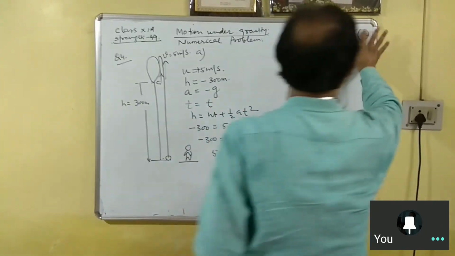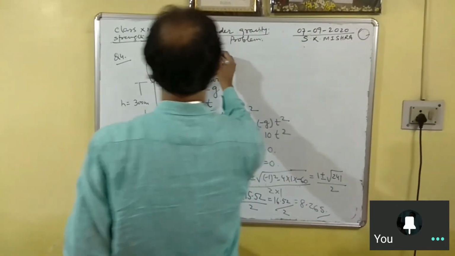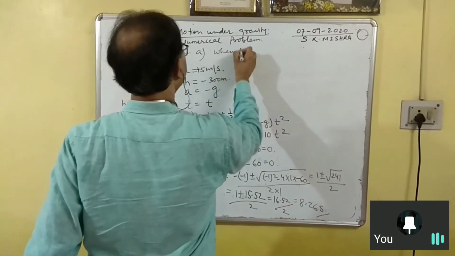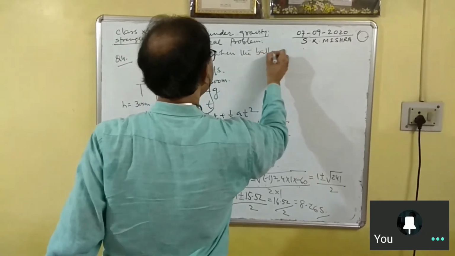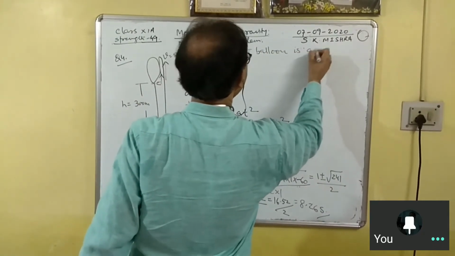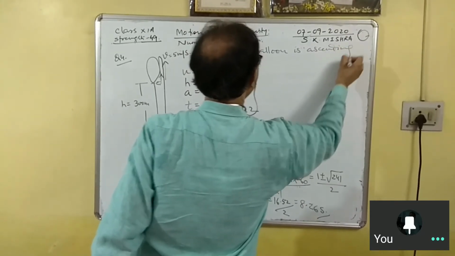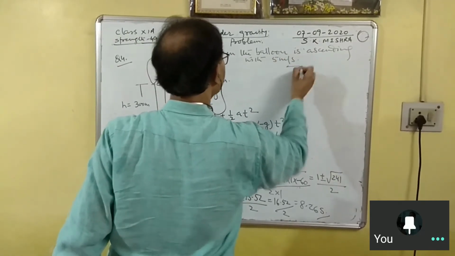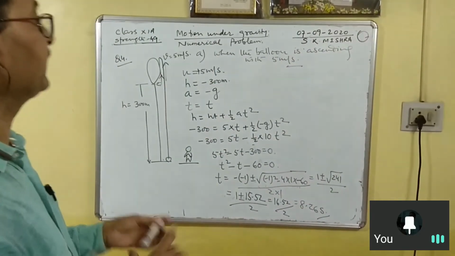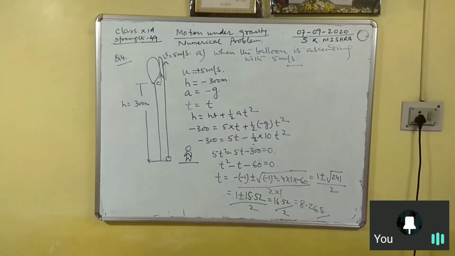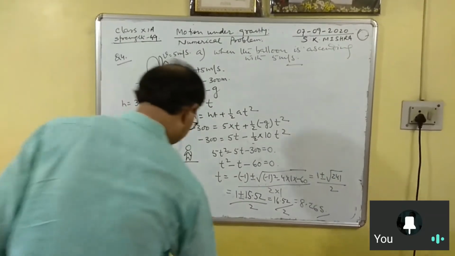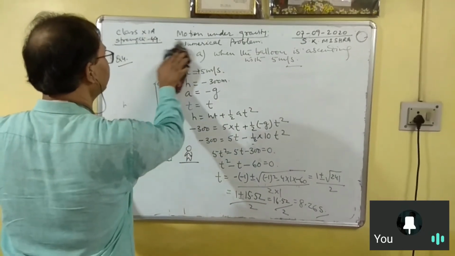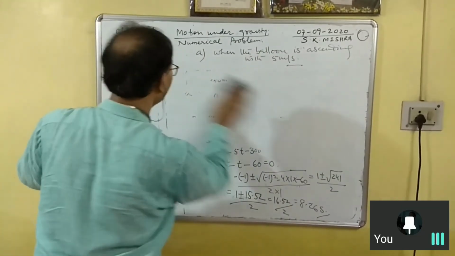Okay. The first case, A, is when the balloon is ascending with 5 meter per second. Now what will happen if the balloon starts descending? So okay, take the snapshot. Taken. I will rub the board. Now this part I will change a little bit, in the same question, number 4.